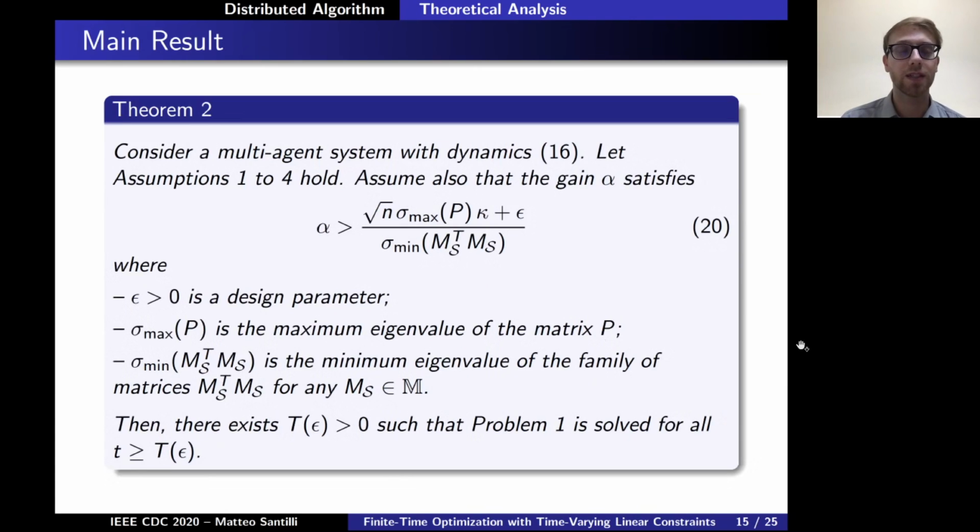With this in mind, we can actually state our main result. That is the following. Consider a multi-agent system with dynamic 16, let assumptions 1 to 4 hold, and also assume that the gain alpha satisfies the following condition, where epsilon is a positive design parameter, sigma max is the maximum eigenvalue, and lambda sigma min is the minimum eigenvalue, of the family of matrices M_S transpose M_S for any M_S belonging to M. And we recall that K is the bound of the derivative of the constant vector C. With this in mind, we can prove that there exists a finite capital T, depending on the design parameter, such that after this T, problem 1 is solved.